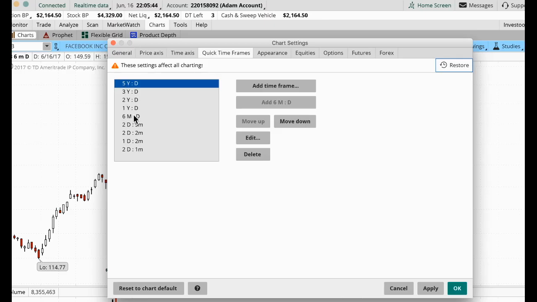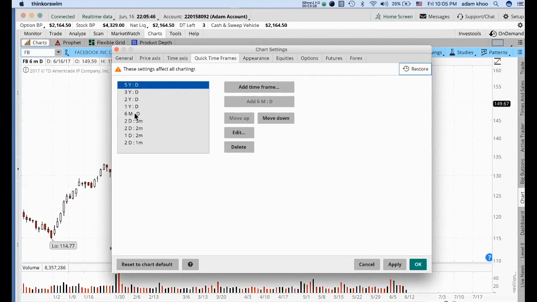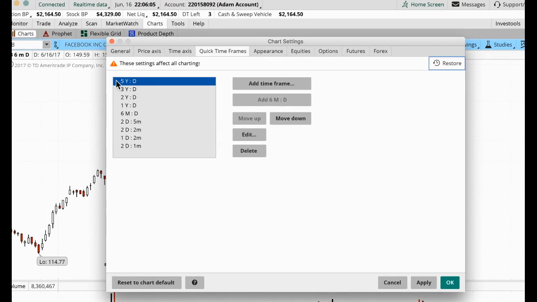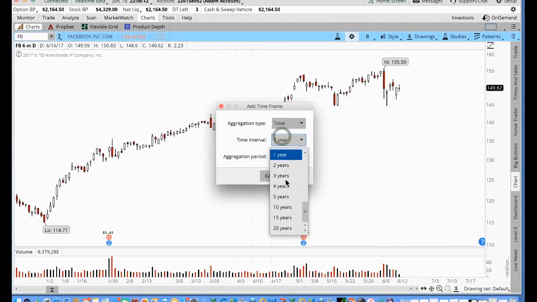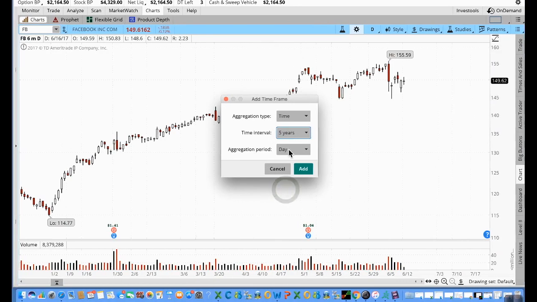When I'm doing intraday scalping, I like to put in my 2-day 5-minute candles, 2-day 2-minute candles, 1-day 2-minute candles, and 2-day 1-minute candles. These are my favorite configurations. Now, how do I get all this up here? Well, I just add a time frame. For example, if I wanted to add a 5-year daily time frame, I'll click on that, and again choose 5 years and daily time frame.